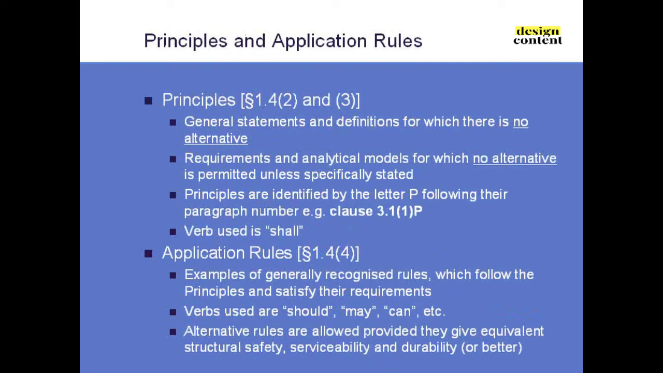So we're nearly there on this section. The last things I want to say, really very important in the Eurocode, is the distinction between principles and application rules. A principle basically is a general statement or definition for which there is no alternative. So you basically have to do it. And you can spot them in the code one of two ways. The clauses themselves are marked with a capital P, like that one there, clause 3.1, paragraph 1P. That means it's a principle.